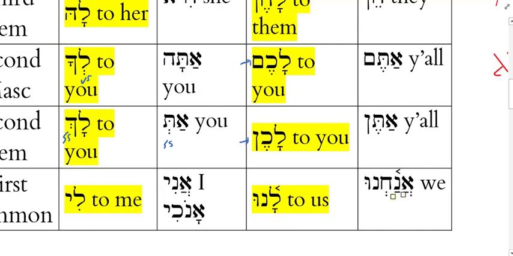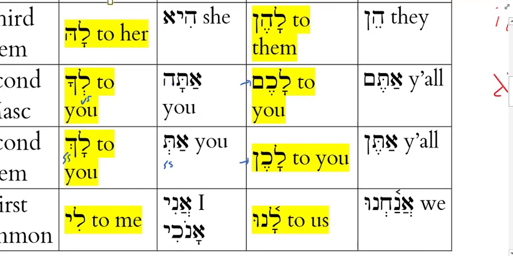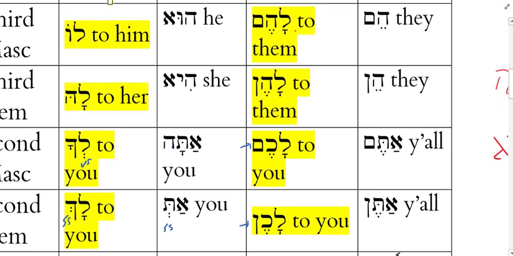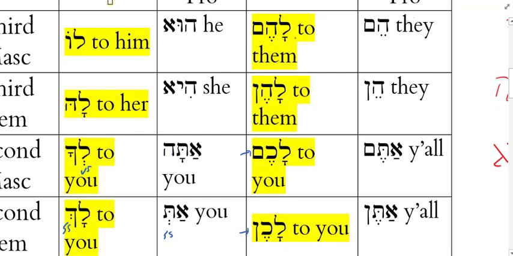lanu. And we, the independent pronoun, is anachnu. Do you see the similarities here? Yeah, we have nu and nu, don't we? All right, where's the accent? If you look through all these forms, the accent likes to go where? Accent will go on the final syllable, right? If there's only one syllable, then it'll go on the only syllable.